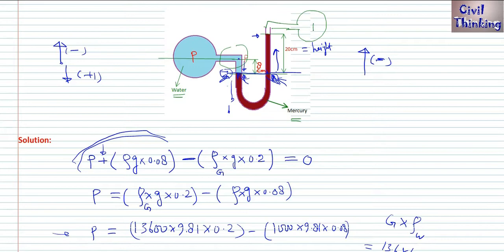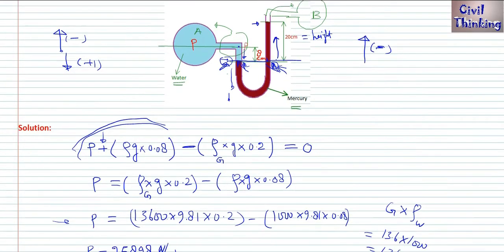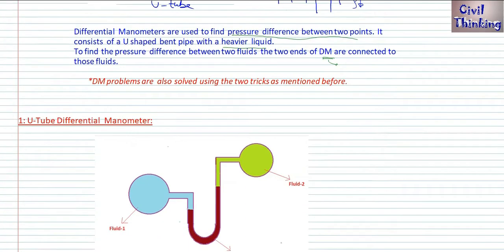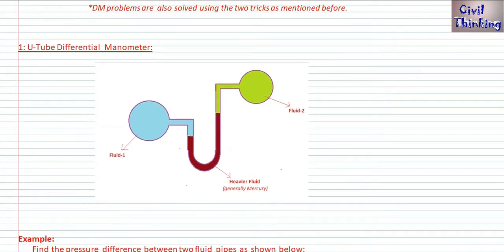Why are we doing that? Let this be B and this be A. Because we want to find the pressure difference between A and B, and it's only possible when we connect both of its two ends, right? One end with this A and another end with this. In this way we will find the pressure difference, and let me show you how. I think we need an example.